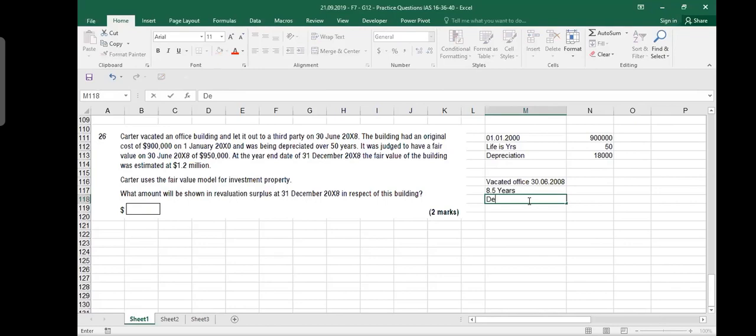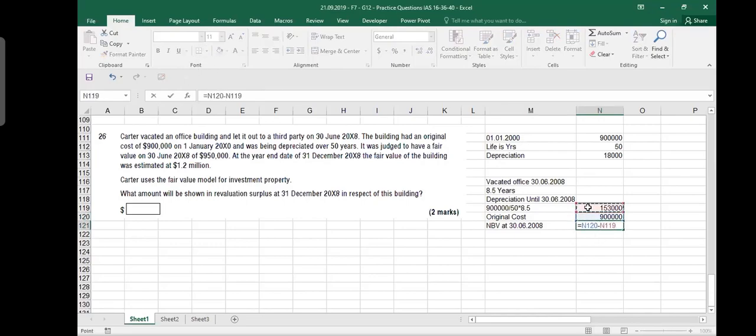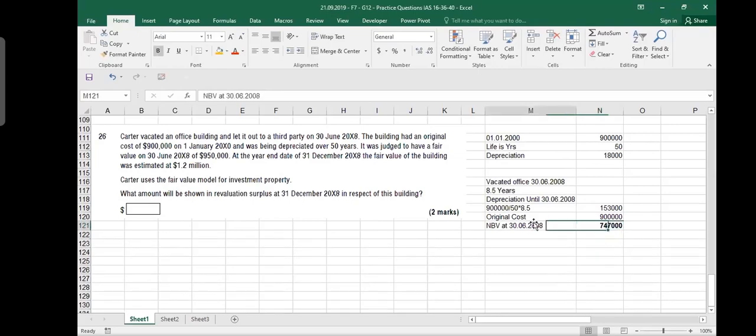So how much depreciation have you charged until 2008? How do I calculate it? 900,000 divided by 50 multiplied by 8.5. Agreed? Because it is 8.5 years of life. So 153,000. Original cost 900,000. Net book value at this date when you vacate this office, when you leave this office, the net book value of the asset is how much? 747,000.